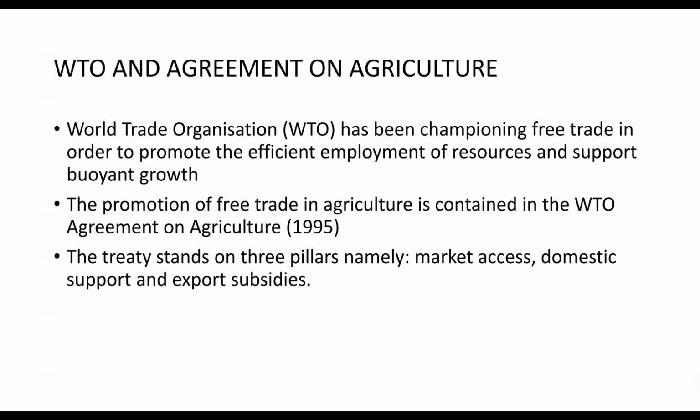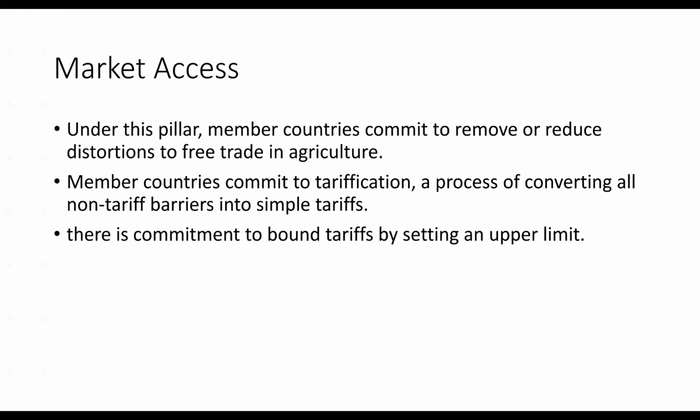Now, the World Trade Organization, WTO, and the Agreement on Agriculture has been championing free trade in order to promote the efficient employment of resources and support buoyant growth. The promotion of free trade in agriculture is contained in the WTO Agreement on Agriculture of 1995. The treaty stands on three pillars, namely market access, domestic support, and export subsidies.